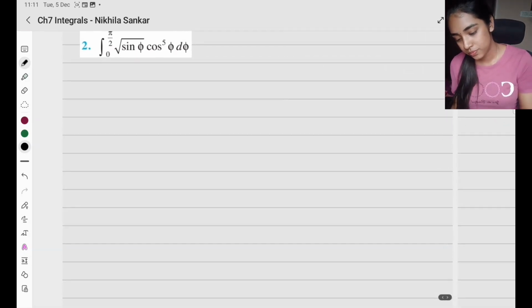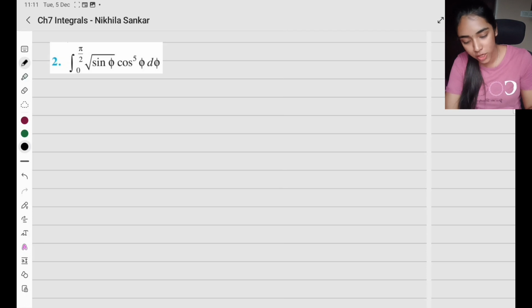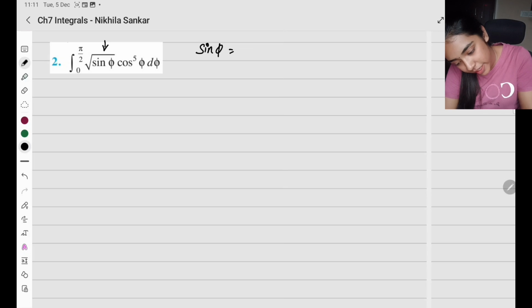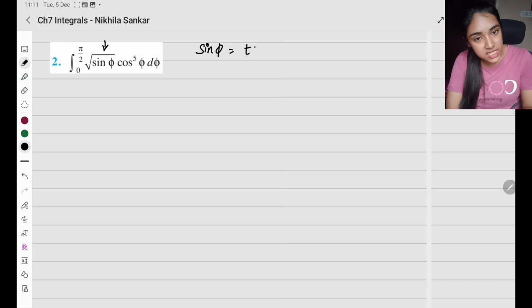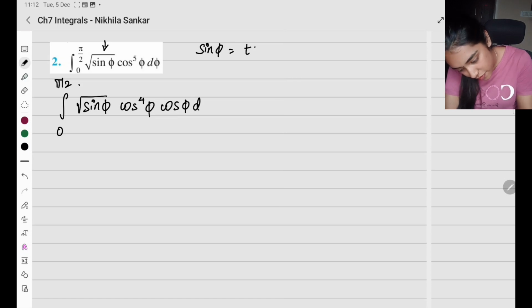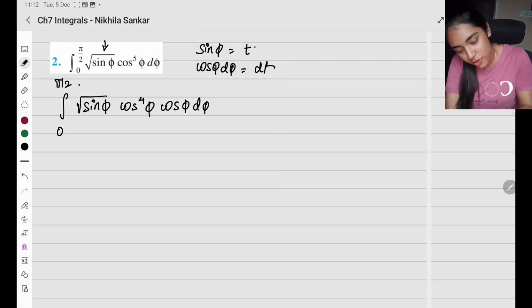Question number 2. So I see that I have square root of sin theta cos power 5 theta. But here there is a square root, so I have to take my sin theta to be t. Correct? Because it's inside the square root. But here I have cos power 5 theta. So how can I change the integral? To simplify this, I can write this as square root of sin theta times cos power 4 theta, so it's all in terms of theta. So let me write theta times cos power 4 theta times cos theta d theta. Why am I doing that? Cos theta d theta is going to be dt. So I need cos theta d theta.